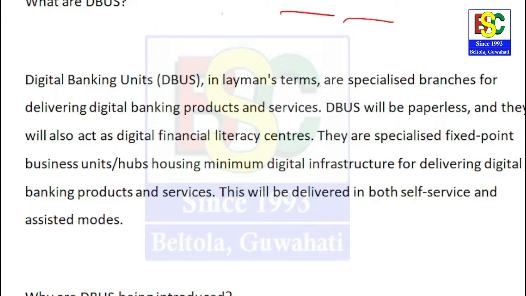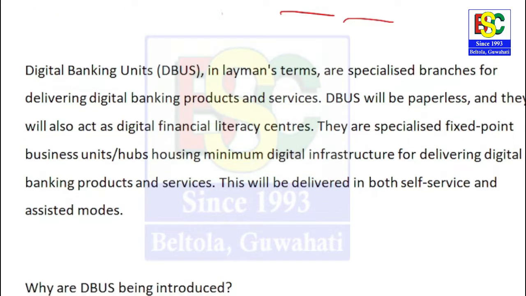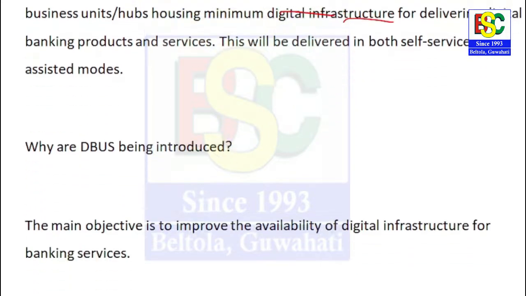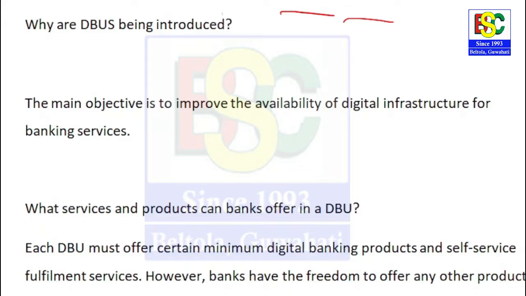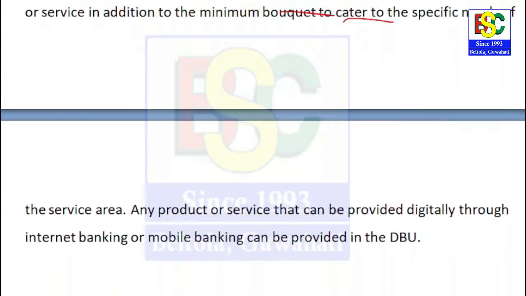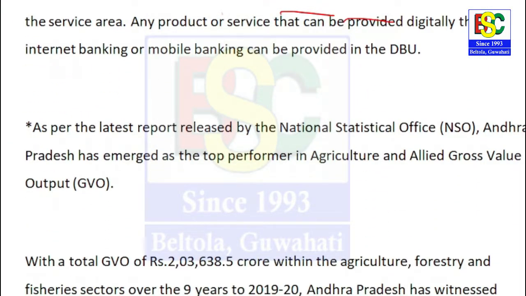These branches will be paperless. There will be facilities through electronic point of sales. It will enhance digital literacy. These are fixed-point digital units, just like points of sale. Digital infrastructure is the main aim for which they are being introduced, and certain minimum digital products and self-service are to be provided through this. This is over. Let's study the next point.